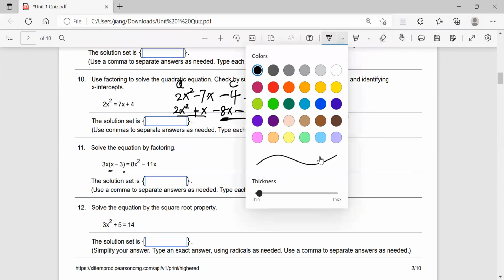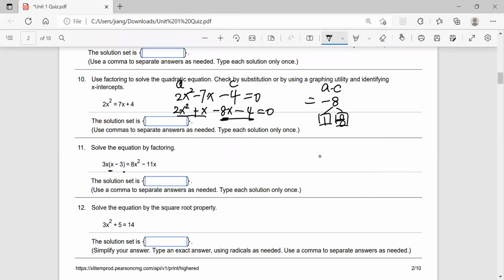So now let me choose a thin pen. And now get rid of the parentheses. I must distribute the 3x here and here. So 3x squared minus 9x equals 8x squared minus 11x.